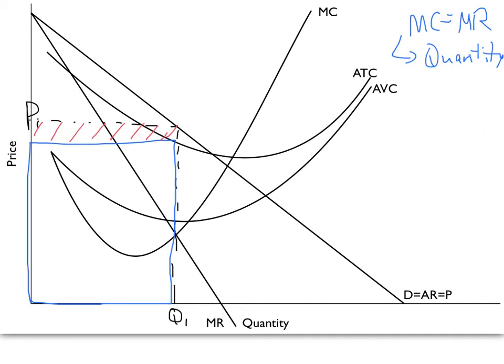Now it's worth noting that not all monopolies will earn an economic profit. It simply depends on where their cost curves are in relation to their demand curves at the quantity that's being produced. So if you notice that at this profit maximizing quantity, because the price is greater than the average total cost, this firm will earn an economic profit.